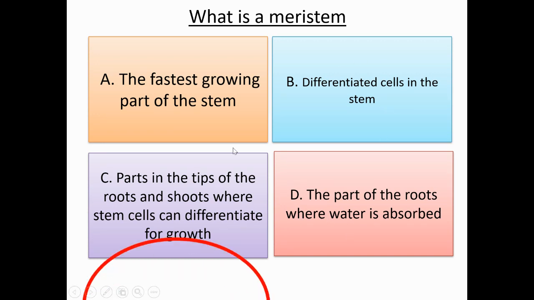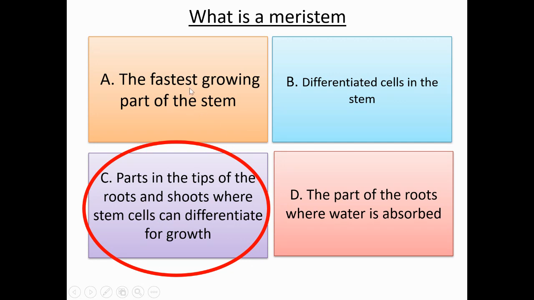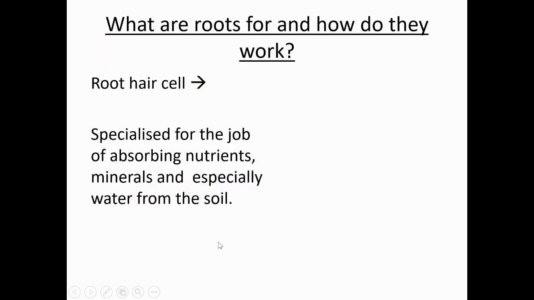It is C. Well done if you got that correct. If not any of these other things, this one's definitely the best. The fastest growing part of the stem, I mean, it is the part of the stem that is growing, but it doesn't mention the roots either. C is definitely the best answer there.